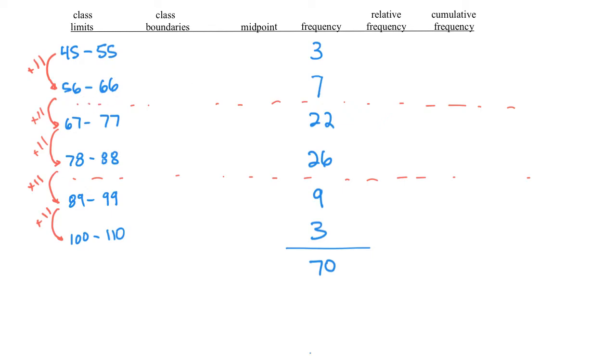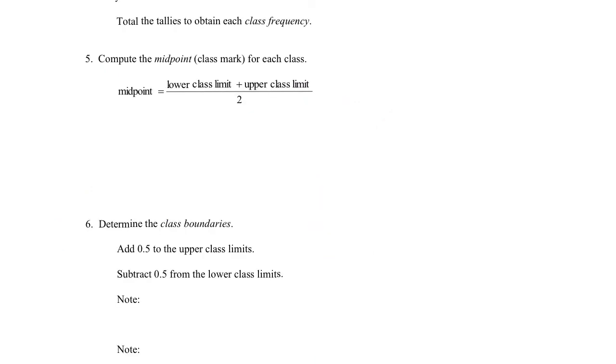So it was supposed to say 7 here, not 10. Sorry about that. So that is the frequency. That's a very tedious part of making a histogram when you're doing them by hand. So then we go back on our list here. Total details to obtain each class frequency, which we just did, right?